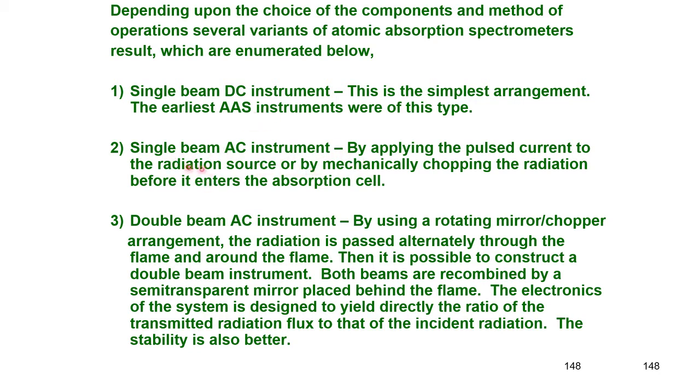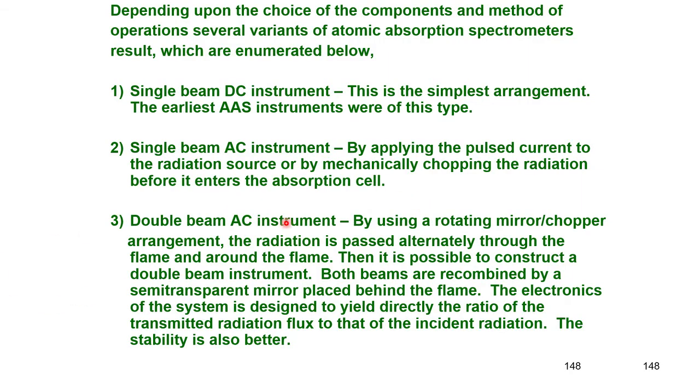Then I can have a single beam AC instrument, alternating current. By applying a pulsed current to the radiation source, or mechanically chopping the radiation before it enters the absorption cell. In the AC, what happens? The current keeps on increasing, reaching 0, increasing, reaching 0, etc. When it reaches 0, there is no transmission. So, that itself will serve as a blank. So, this is a single beam AC instrument.